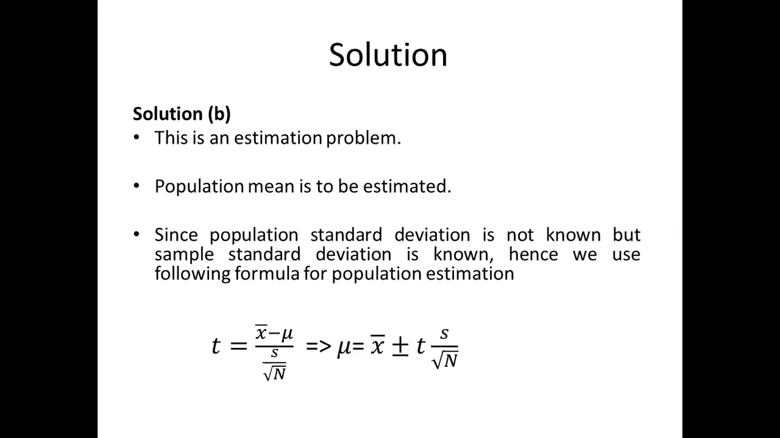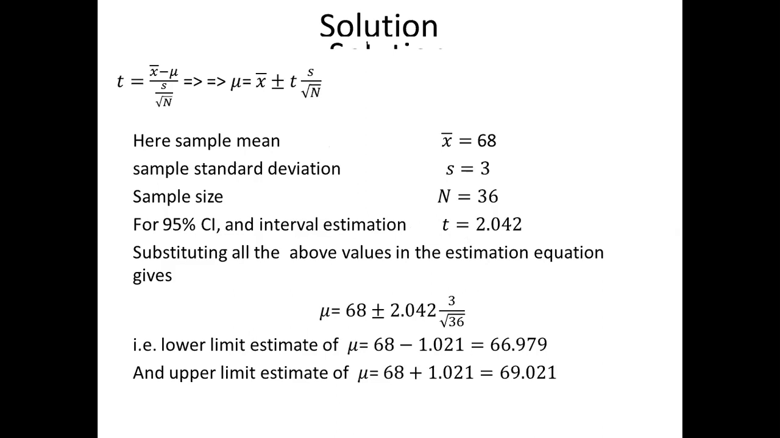Now part B. Since it's again an estimation problem, all of the points are the same, but only the equation changes. We now have to use a t equation rather than the z equation. The difference between a t and a z equation is that t uses the sample standard deviation and z uses the population standard deviation. So we have all the things as they were.